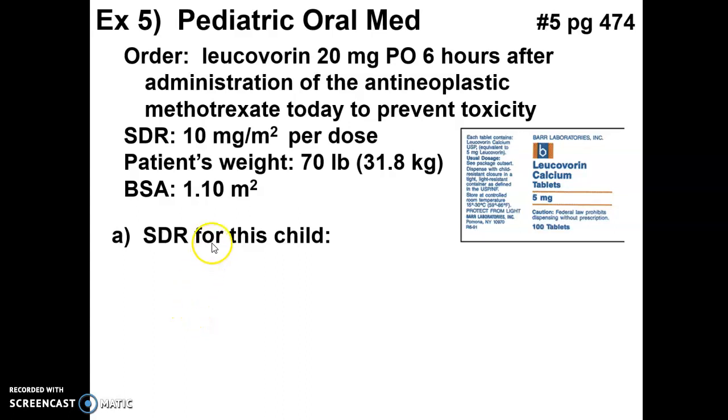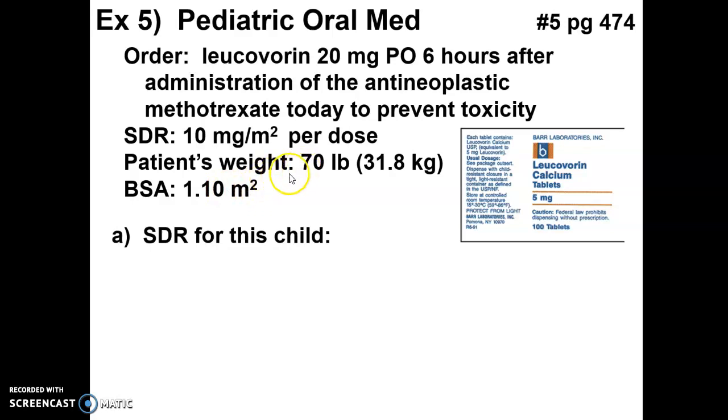So example 5 is another example of safe dosage range written based on a BSA. We have an order for leucovorin 20 milligrams by mouth 6 hours after administration of the intraplastic methotrexate today to prevent toxicity. Safe dosage range says we can give 10 milligrams per meter squared per dose, and our patient's weight is as written and their BSA is written.